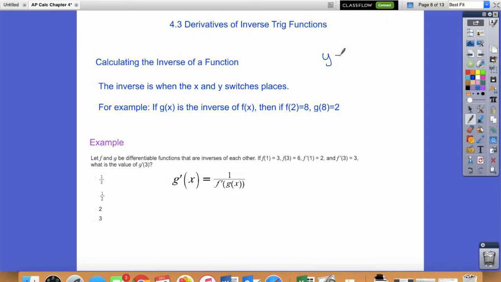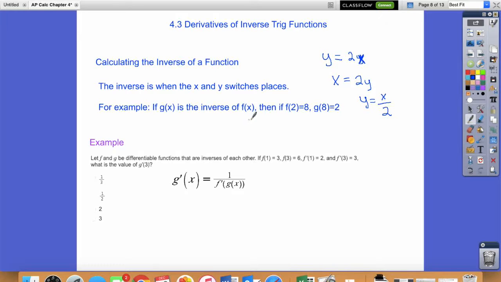So if I had y equals 2x, the inverse then would be x equals 2y. So the x and the y switch places, and then when I want to get the y by itself, now we can see that y is equal to x over 2. So the inverse means we're going to flip.